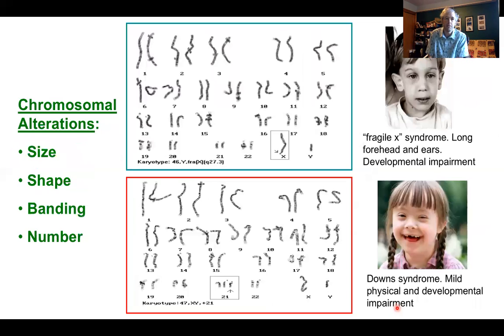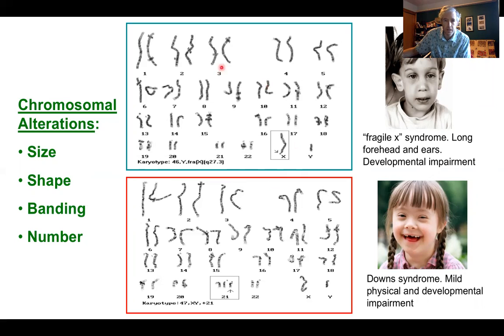Now, within the karyotype, you can get chromosomal alterations, and this can lead to some changes in physical characteristics. The chromosomal alterations you can get are things like change in the size of different chromosomes, change in the shape of particular chromosomes, change in the banding of chromosomes, and changes in the number. So, for example, these two karyotypes here show 2 karyotypes that are associated with different syndromes.